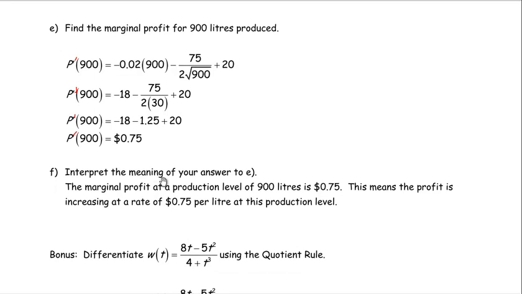Now, F asks to interpret the meaning of that answer. So marginal profit means the rate at which profit is changing. So if it's positive, that means that profit's increasing. So if they are producing 900 liters, a marginal profit of 0.75 means that at producing 900 liters, the profit is increasing at 75 cents per liter at that point. If it was a negative marginal profit, that means their profit would be going down, and of course they wouldn't want to produce more because they were actually making less money then.